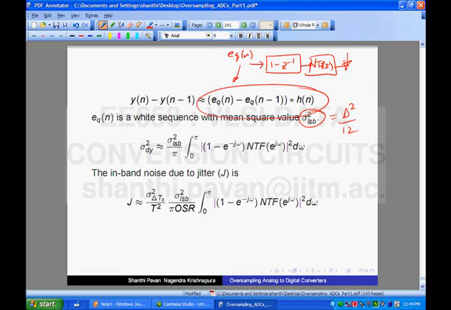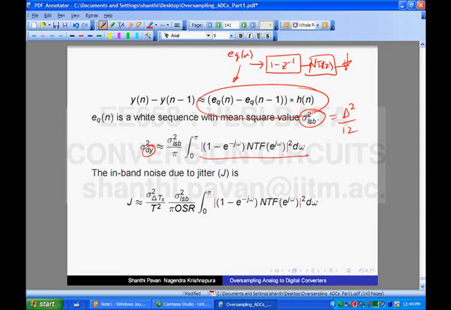So the mean square value of the output, delta y the whole square, you just use Parseval, and you can do this whole thing in the spectral domain. It is sigma LSB square by pi. That's the spectral density of the uniform quantization noise. Sigma LSB square is distributed from 0 to pi, right? So that is the spectral density multiplied by the integral from 0 to pi of 1 minus e to the minus j omega times NTF of j omega, the whole square, d omega.